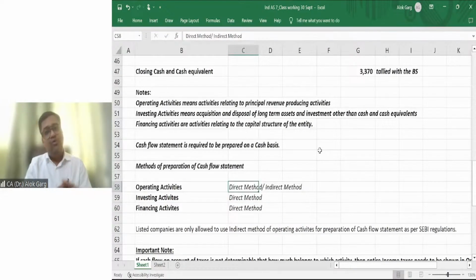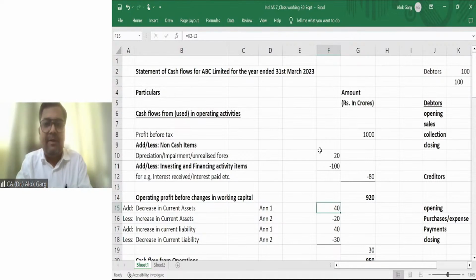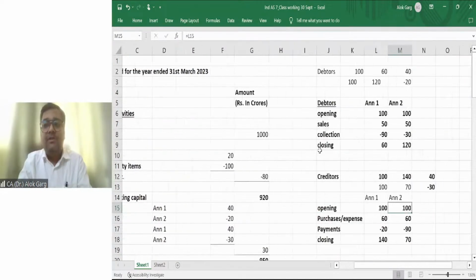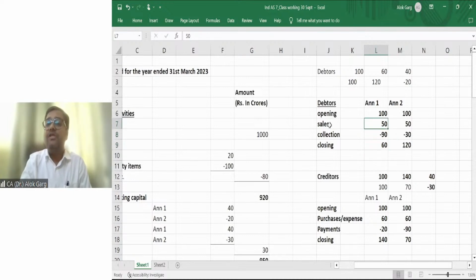Operating activity, two methods, direct method, indirect method. What is meant by direct method? Direct method means, for example, here, if I talk about the debtor balance, here I have adjusted the net movement of debtor in the working capital. Why? Because in this example of Annexure 1, where the sales was 50 crore and the collection was 90 crore, I have shown only 40 crore in my working capital movement. Why not 90 crore? Because this 50 is already coming here, right?